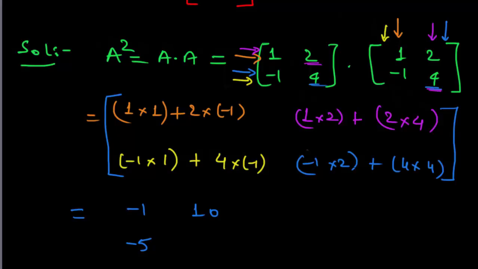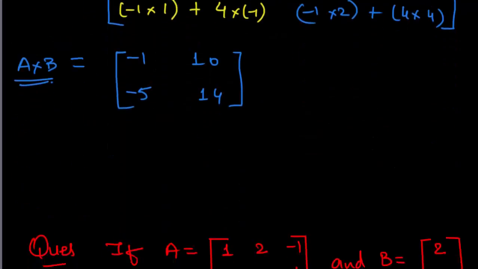Next, minus 1 into 2 is minus 2 and 4 into 4 is 16. So minus 2 plus 16, this is 14. So this is our final answer, A multiplied by B.